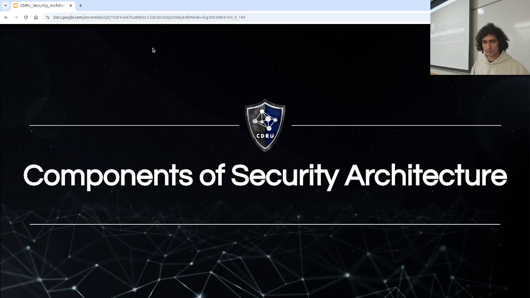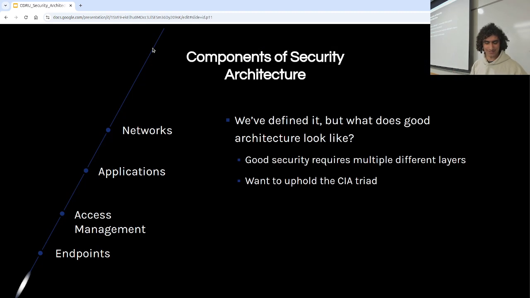Now I'm going to move on to the actual components of security architecture. If any of y'all have questions, I know that the talk can get a little bit dry. Please just jump in, okay? This is not that serious. I will just be yapping for a bit.